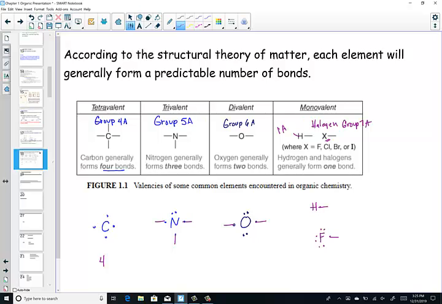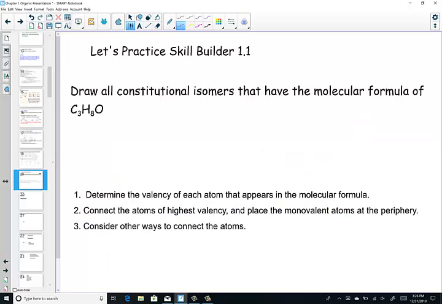4 valence electrons, 4 spots for bonding. Group 5 valence electrons means 3 spots for bonding. 6 valence electrons means 2 open spots for bonding, and 7 valence electrons leaves it 1 open spot for bonding. Noticing that we want to complete the octet as we form bonds. The octet rule helps guide us in determining structural formulas. So the structural theory of matter is used to predict connectivity and give us physical and chemical properties of the atoms building up organic molecules.